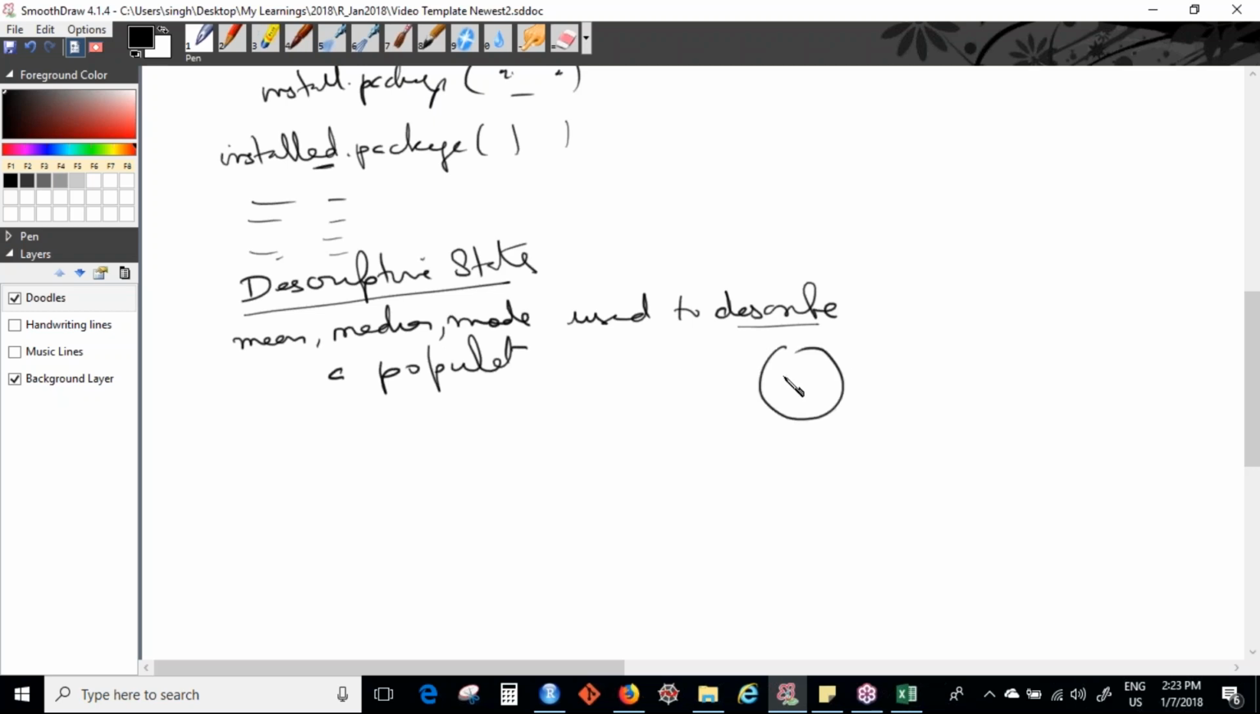For example, what is the average income of an engineer in Bangalore? So you will have many engineers in Bangalore. You will use the mean or the median or the mode to describe what is the average income of an engineer in Bangalore. So that means you are describing the population using these three terms. Hence, it is known as descriptive statistics. Okay, that is why we call it descriptive stats.